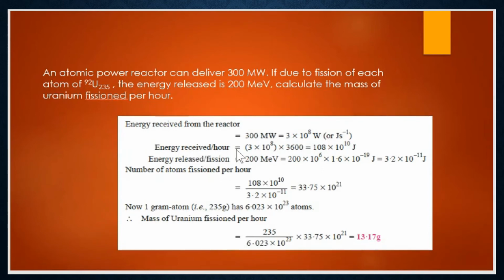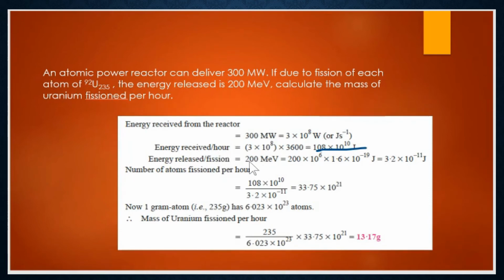Energy received per hour is equal to 3 into 10 to the power of 8 into 3600. So per hour, multiply with 3600, then you are going to get 108 into 10 to the power of 10 joules. If you multiply watts with time, you get the value in joules. So this is 108 into 10 to the power of 10 joules of energy received per hour.